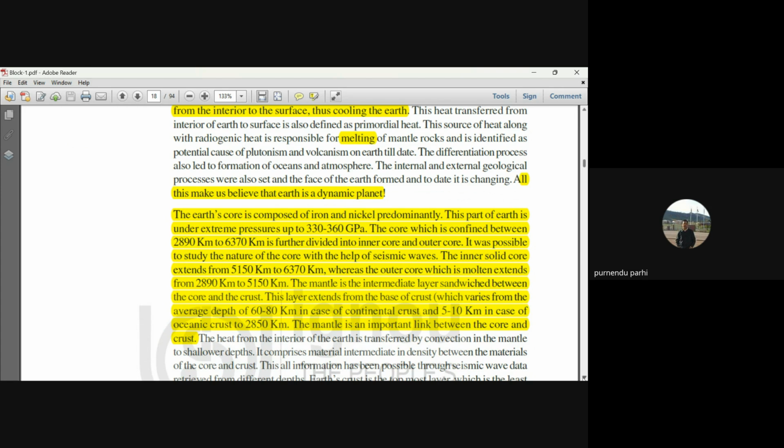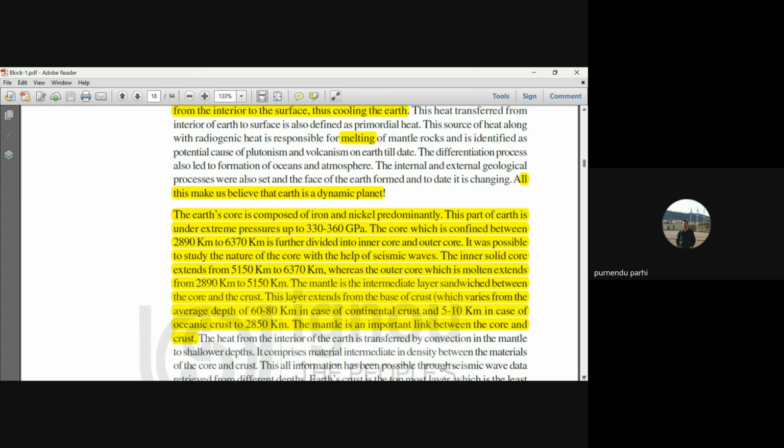The mantle is the intermediate layer sandwiched between the core and the crust. This layer extends from the base of the crust, at an average depth of 60 to 80 km in the case of continental crust and 5 to 10 km in the case of oceanic crust, to 2850 km. The mantle is an important link between the core and the crust.